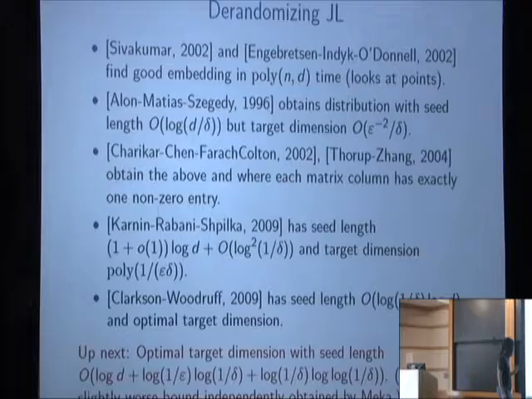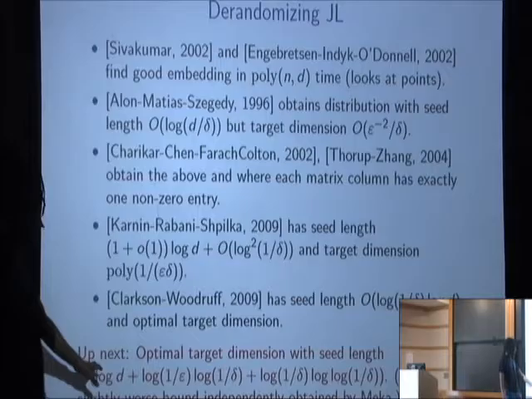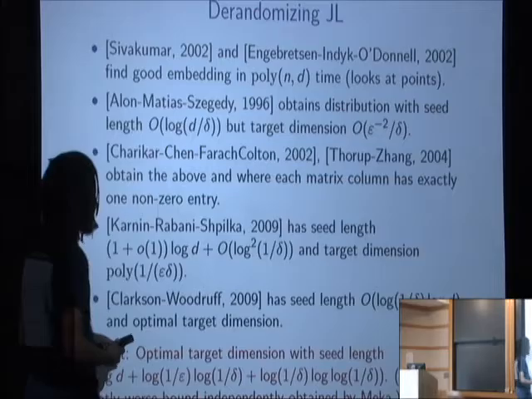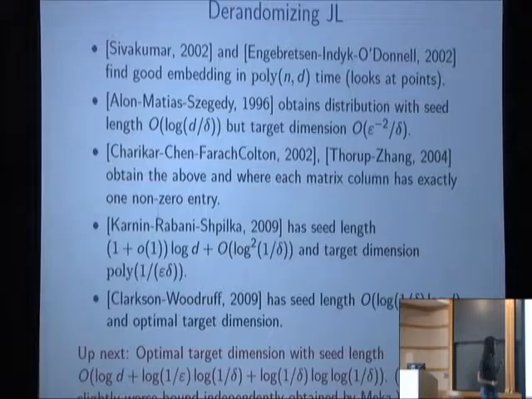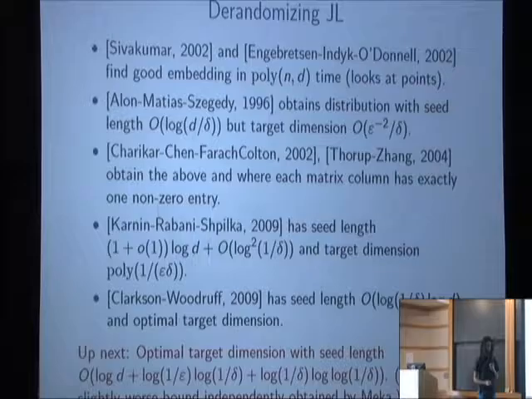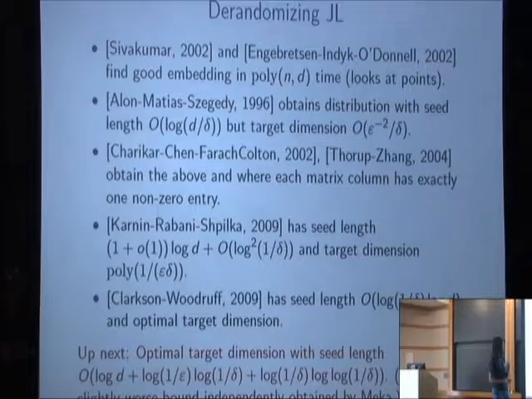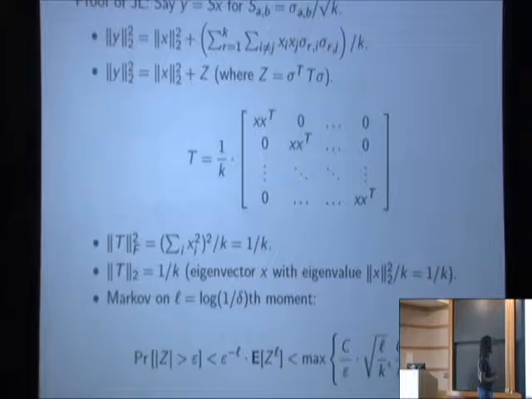So if epsilon is a constant, then this is like log d plus log 1 over delta times log 1 over delta, which is good except for this log 1 over delta term. Epsilon is the distortion? Epsilon is the distortion, 1 plus epsilon distortion. So when you say optimal target dimension, it is 1 over epsilon squared times log 1 over delta. Yeah, that's the k that I'm embedding into. Okay, and really, the answer is almost here.